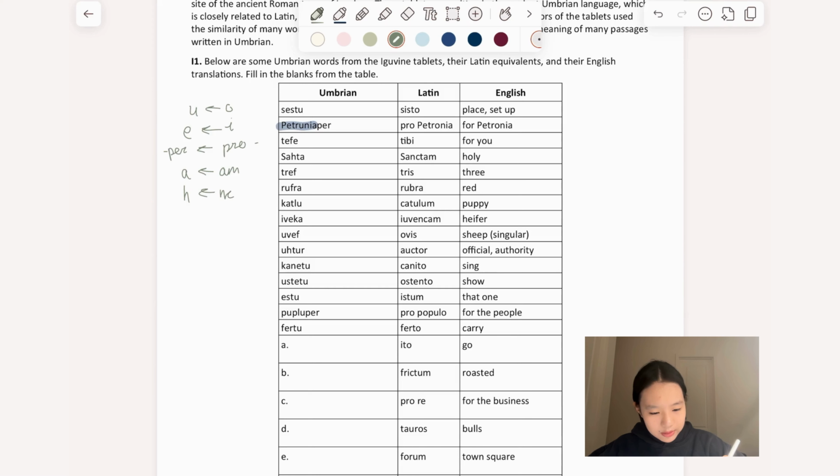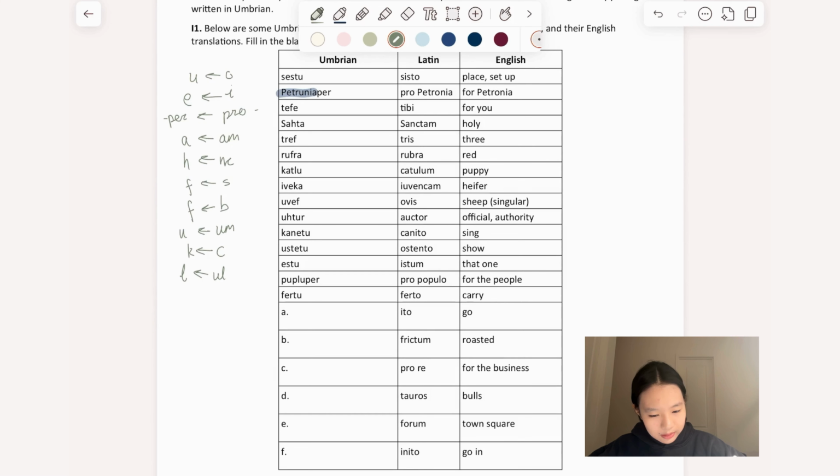Then tref and trees, we have that the S becomes an F, and also the I becomes an E, but we already have that as the second one. And then rufra and rubra, the B becomes an F. And catlu and catalum, it's the UM goes to a U. The K is from a C, and the UL becomes just one L.